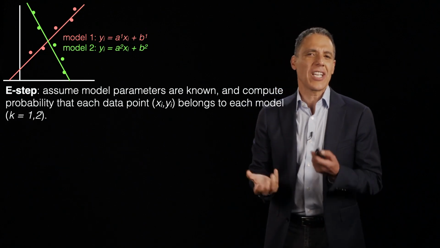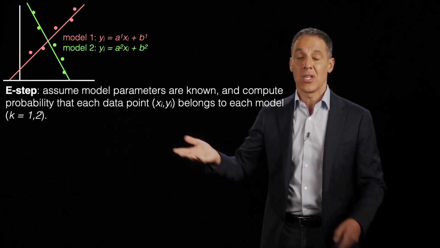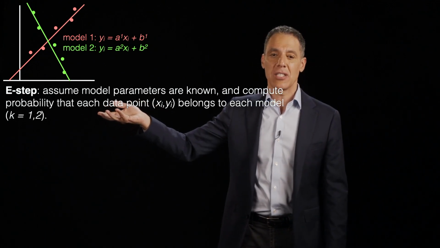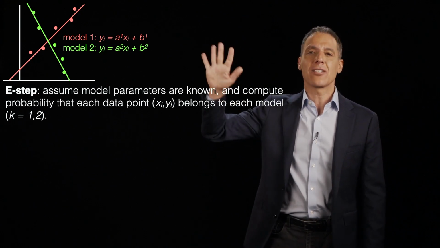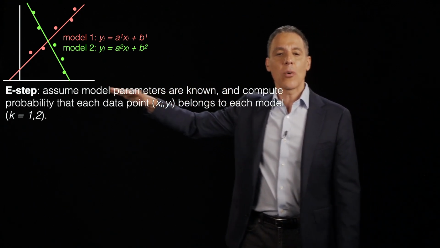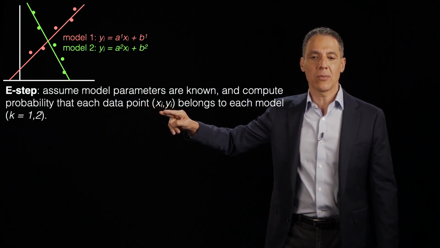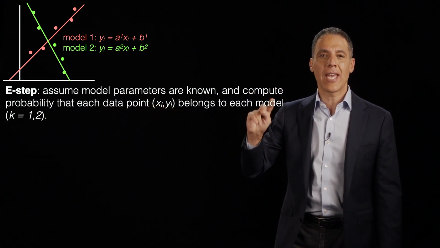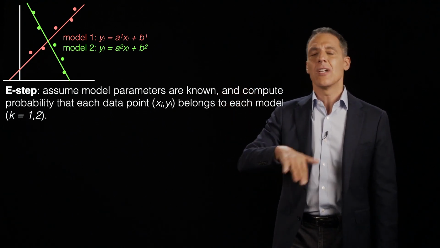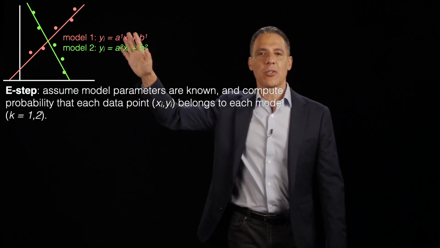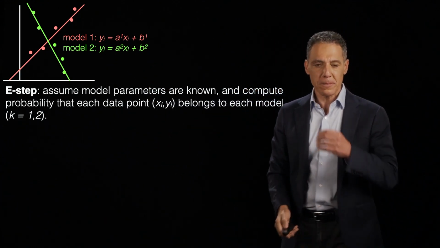Okay, so in the E step, we are going to do the same thing we did in k-means. We have this sort of chicken and egg problem. I don't know either, but if I know one, I think I can get to the other. We're going to assume we know the model parameters, and all we're going to do is guess those parameters. Then we're going to compute the probability that each point, x sub i, y sub i, belongs to each model, k equals 1 or 2. I'm going to do this for two models in a two-dimensional space. This generalizes very nicely to arbitrary dimensions and arbitrary classes. It's just that the notation is a little bit more cumbersome.